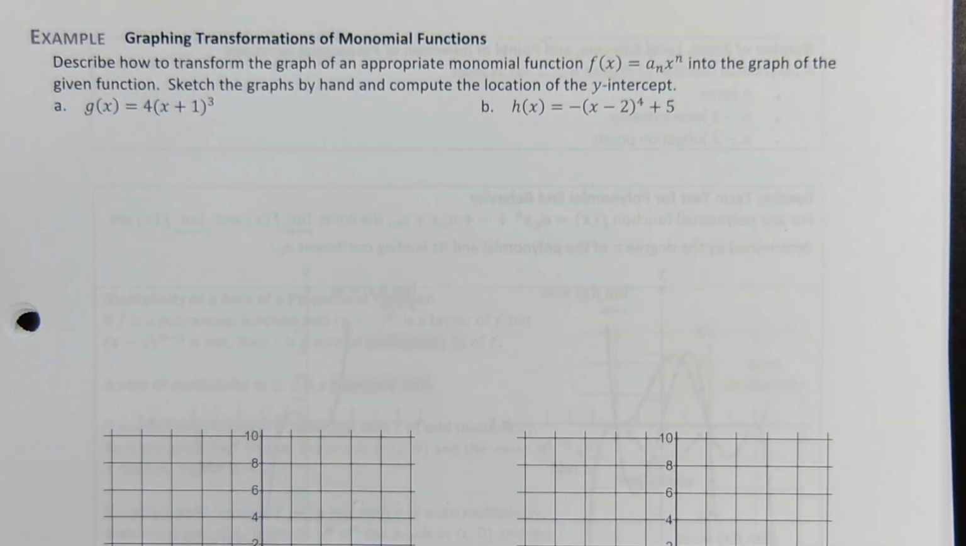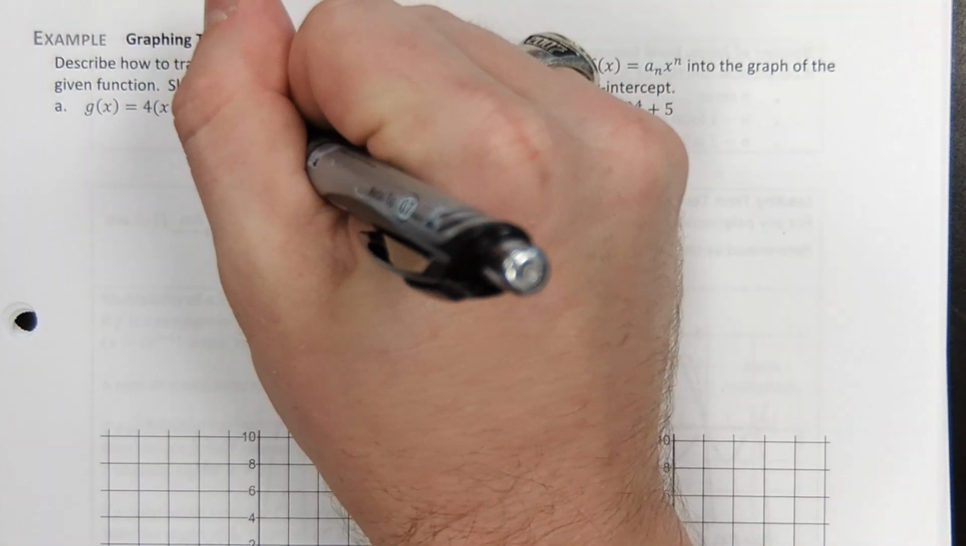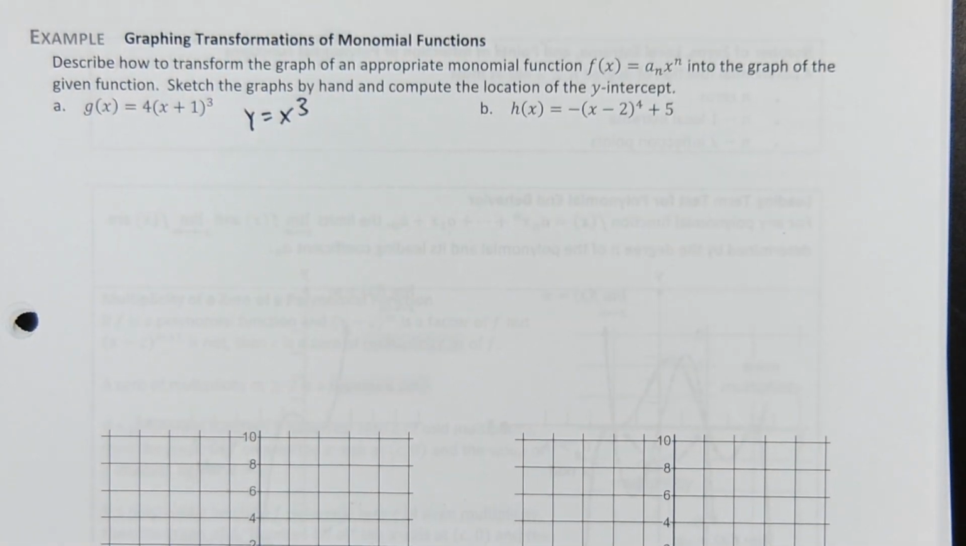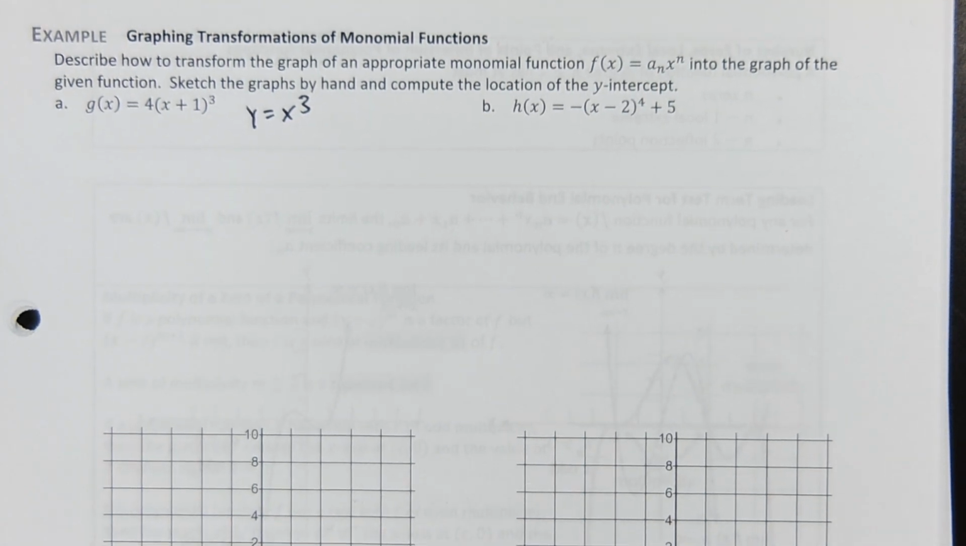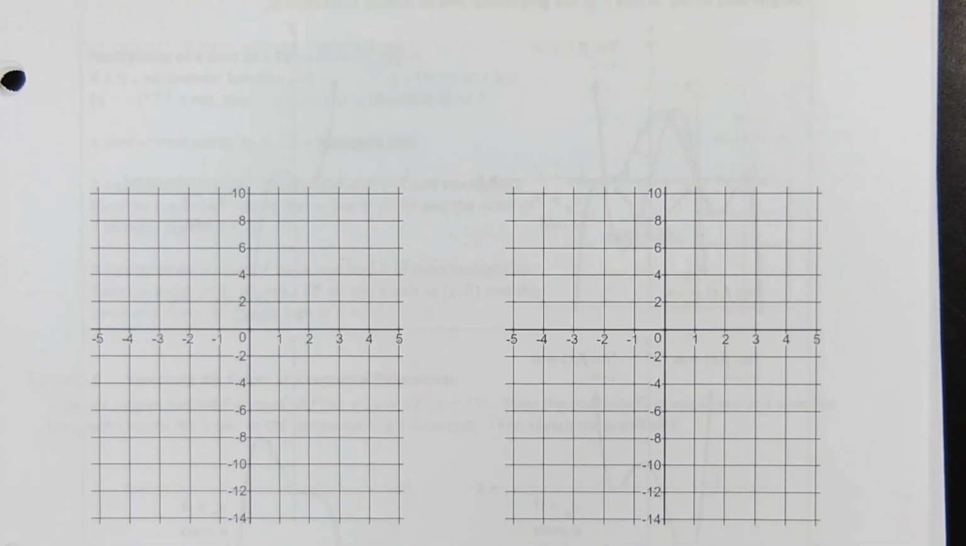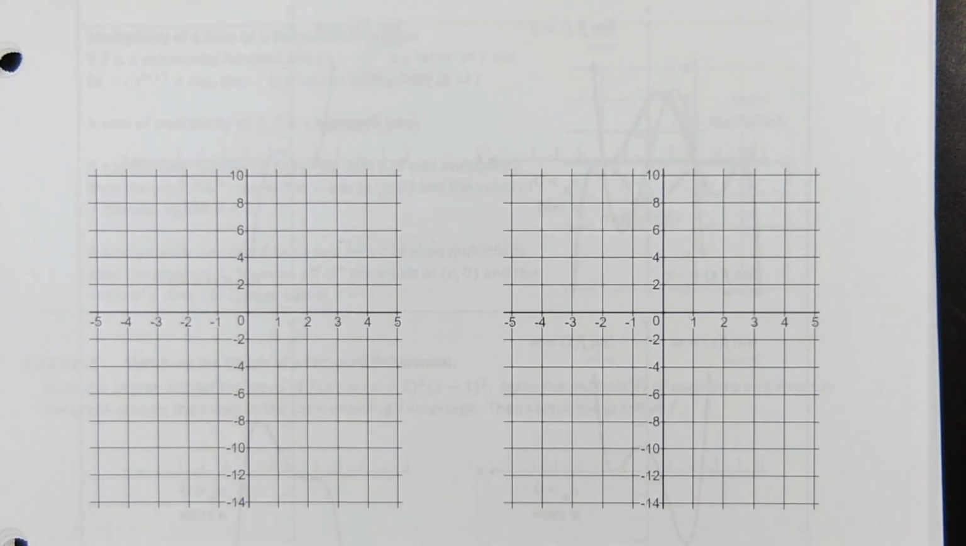The parent cubic. I should have put this on here as a dotted line like I did with the quadratic, but I forgot. Not going to lie, I just forgot. So the parent x to the third graph. Be careful, your y-axis goes by 2's.